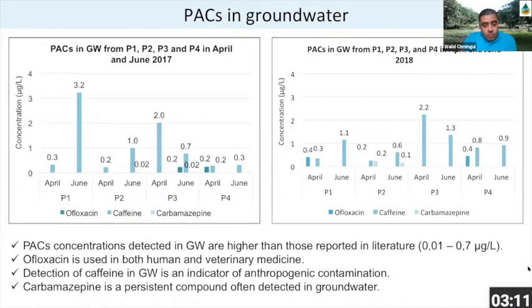The three target compounds were detected also in groundwater in the range of nanogram to microgram per liter, which implies a high infiltration of treated wastewater into the groundwater. For ofloxacin, since it's used for human and veterinary purposes, its source can be both the application of organic manure and the irrigation with treated wastewater. Finally, it's clear that carbamazepine and caffeine were not completely degraded during infiltration into soil, and they are indicators of contamination with treated wastewater.